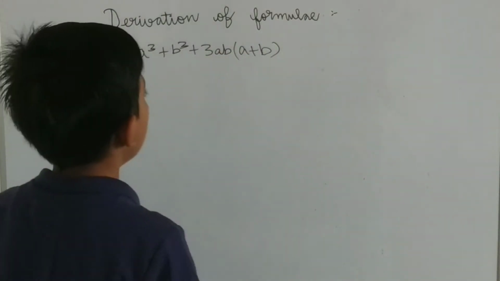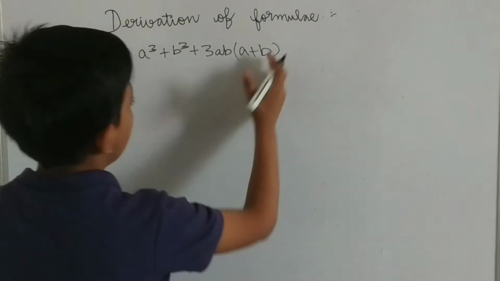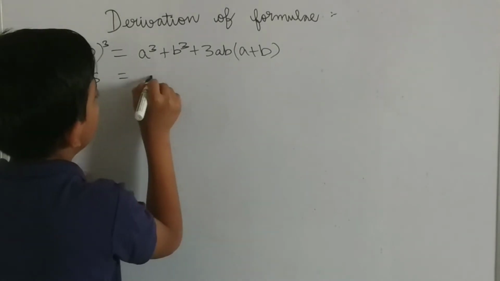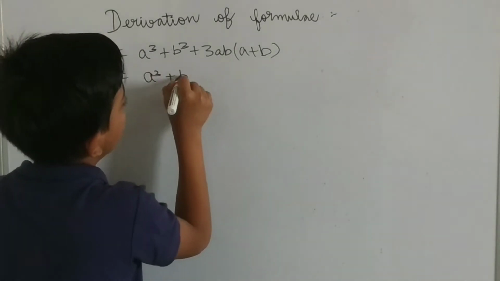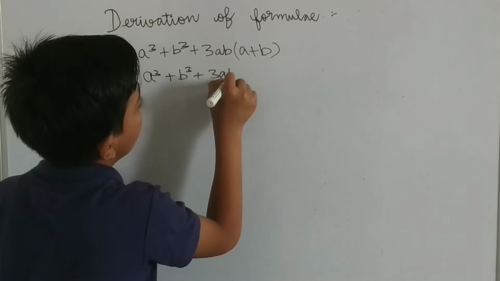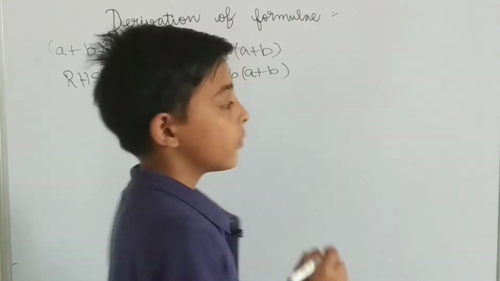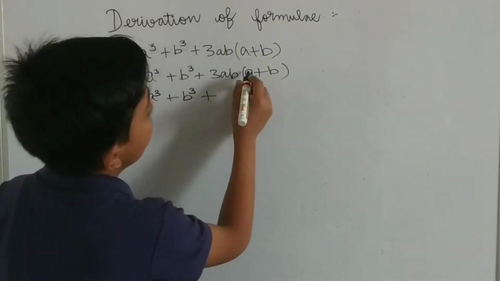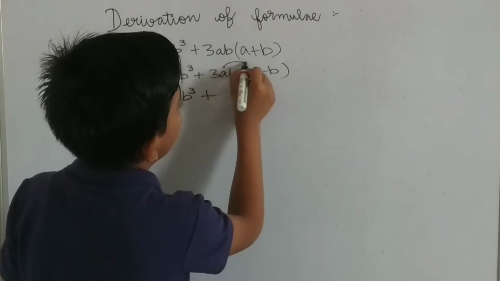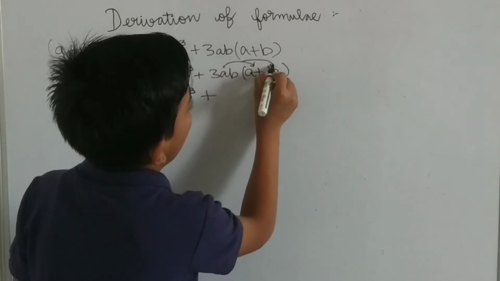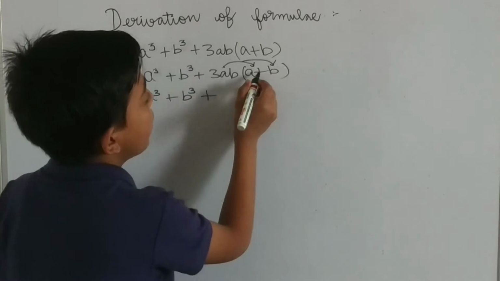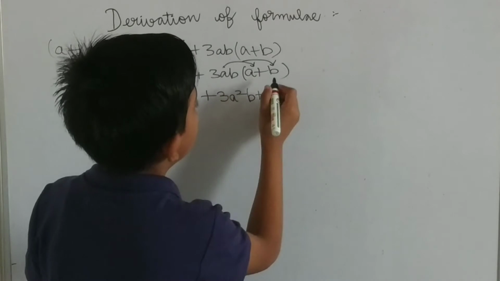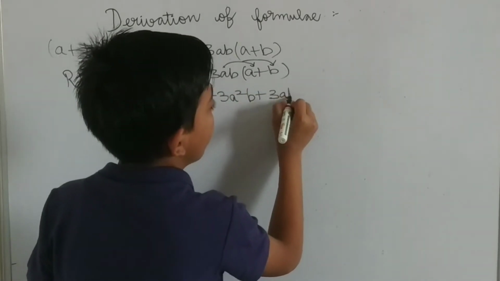Now, if we prove this by taking the RHS, then this is the RHS. What is the RHS? It's a³ + b³ + 3ab multiplied by (a + b). This will multiply by this and this. And that will be 3ab multiplied by a is 3a²b, plus 3ab multiplied by b is 3ab².